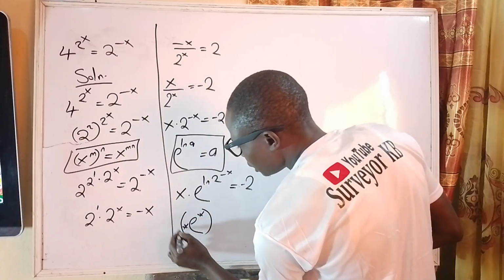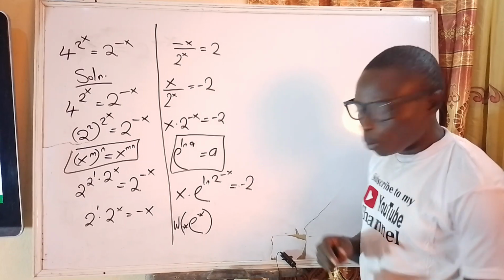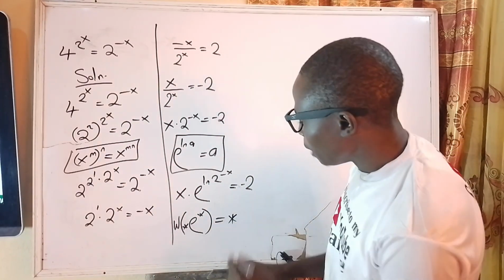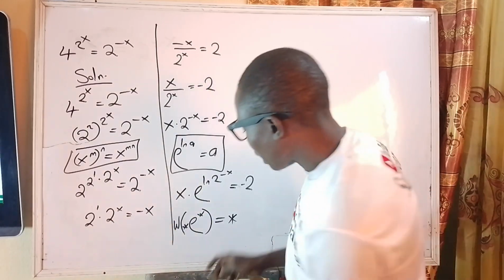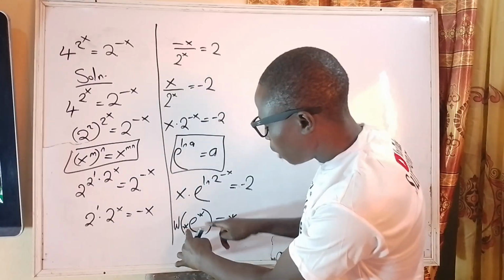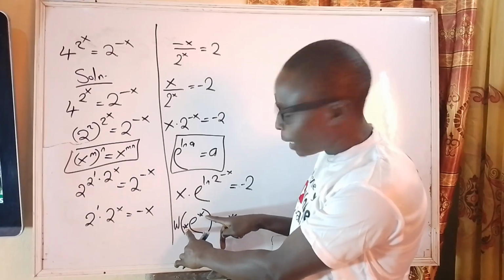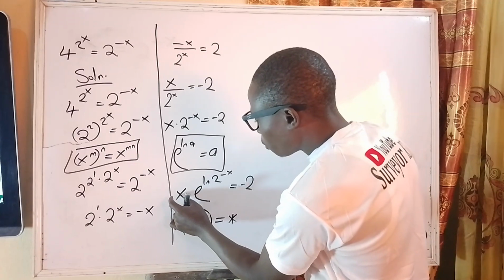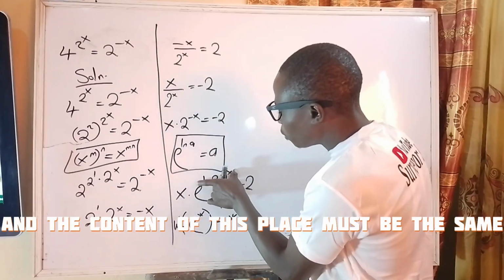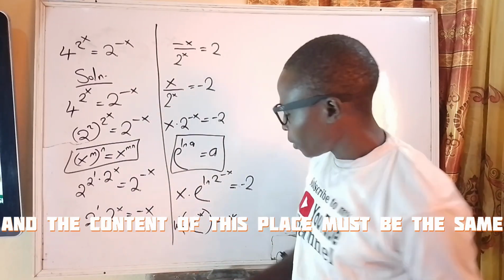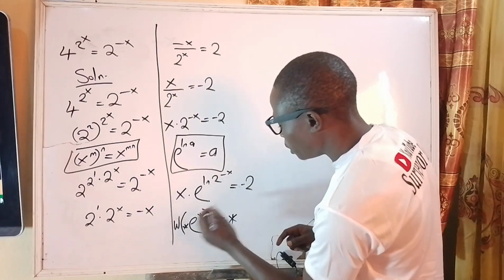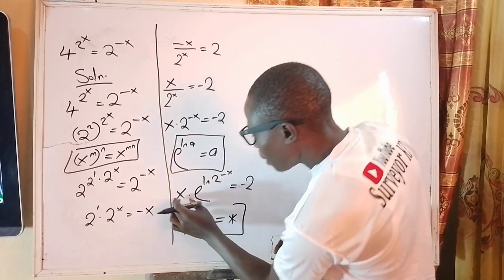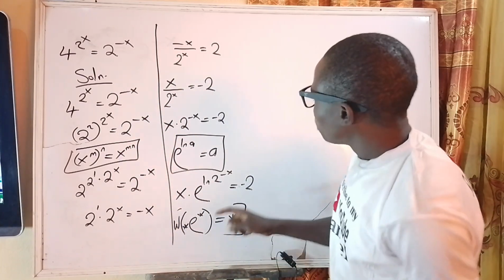When I put this into Lambert W, I'm definitely going to get the same answer. That is to tell you that whatever is here and whatever is here must be the same. So what I'm saying in a short note is that the content of this place and the content of this place must be the same. I must make this and this to be the same. So how can we now make this and this to be the same?